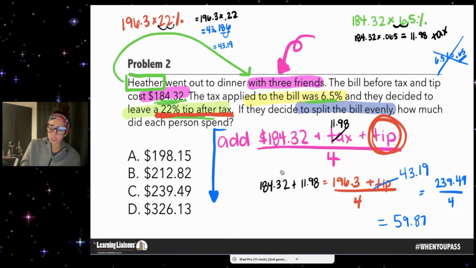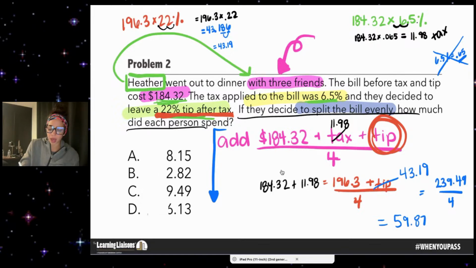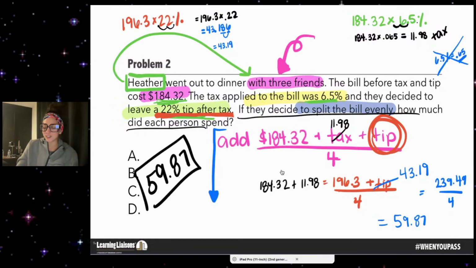This problem originally said, how much is the total bill before they split it? However, I wanted to change the problem up just a little bit. And so I changed the problem up, but forgot to change my answer choices that I had here. So this says, if they split the bill evenly, what is it? And it's $59.87 because you notice the answer choices had $239.49 and none of the answer choices were $59. So it's just because I changed the question. That's all. All right. Questions about that one?